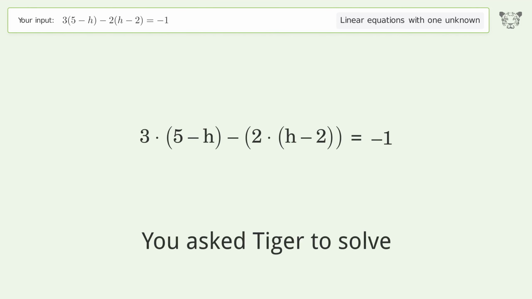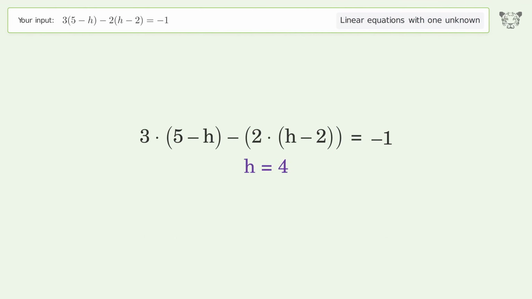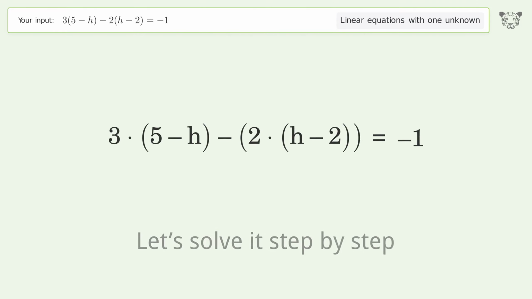You ask Tiger to solve. This deals with linear equations with one unknown. The final result is h equals 4. Let's solve it step by step.